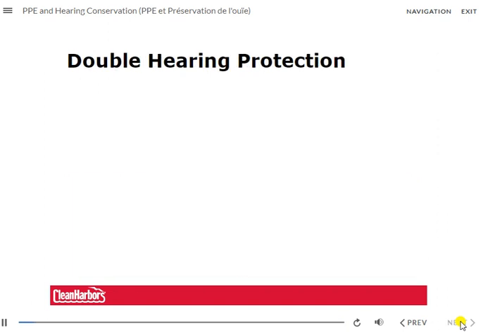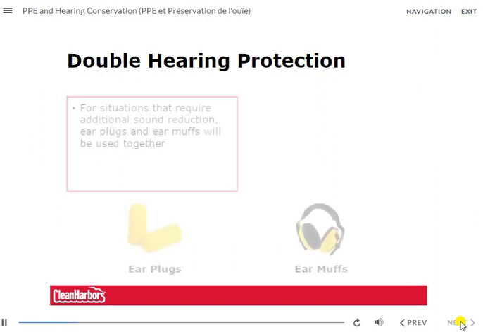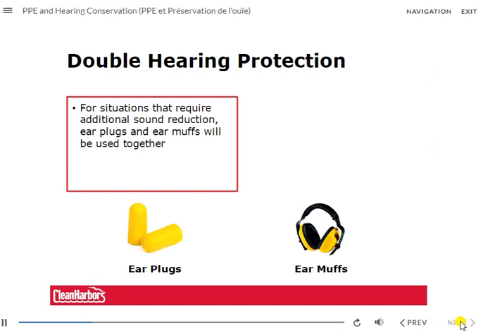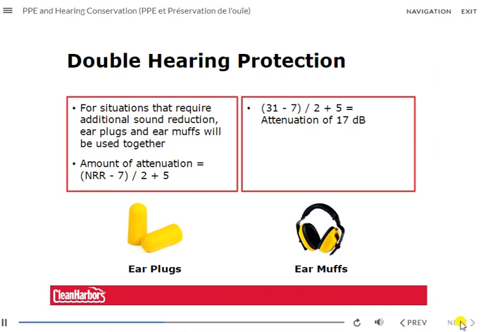There are times when one hearing protection device does not provide enough attenuation to sufficiently reduce the sound levels. In these cases, you would have to use ear plugs and ear muffs in concert. The formula to determine the amount of attenuation is the same as before, plus 5. For example, the use of ear muffs with an NRR of 31 plus ear plugs has an attenuation of 17 decibels. This would reduce a 97 decibel sound to an acceptable 80 decibels.